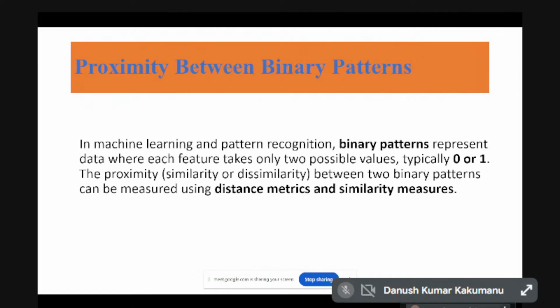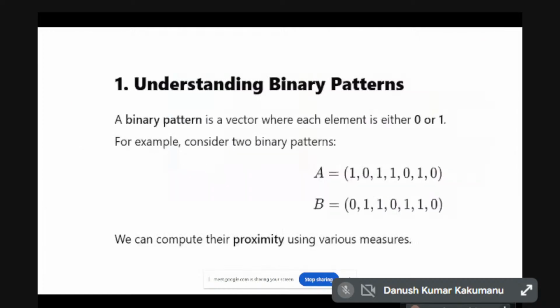Yes, ma'am. If in the first case I get the dissimilarity between two objects, at the same time can I get the similarity? Yes, ma'am. If in the first case I get the similarity between the objects, at the same time can I recognize the dissimilarity? Yes, ma'am. Okay, now. First one: understanding binary patterns.